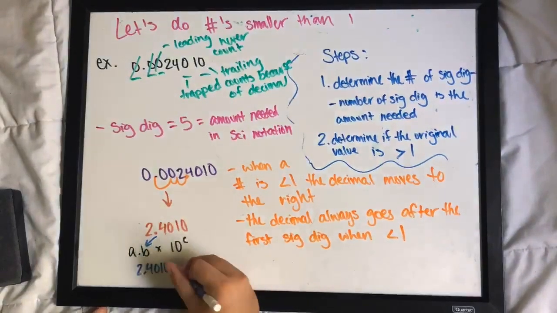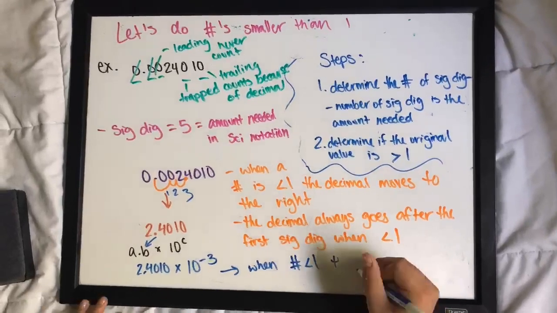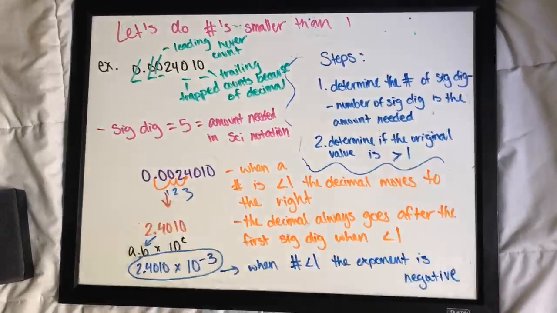Following the format, our answer is going to be 2.4010 times 10 to the negative 3. The exponent is negative 3 because of the 3 jumps, and when the number is smaller than 1, the exponent is always negative.